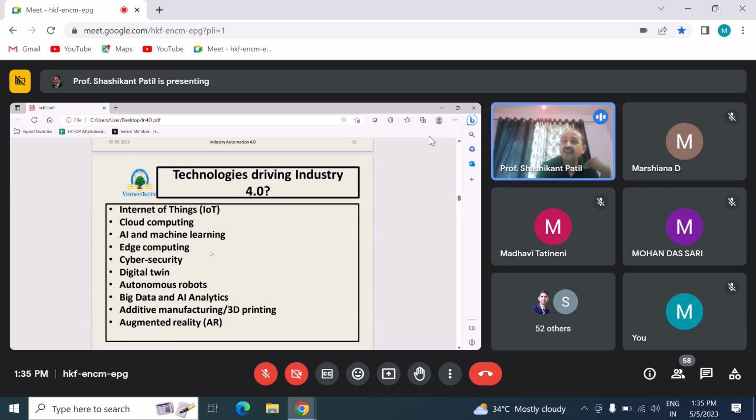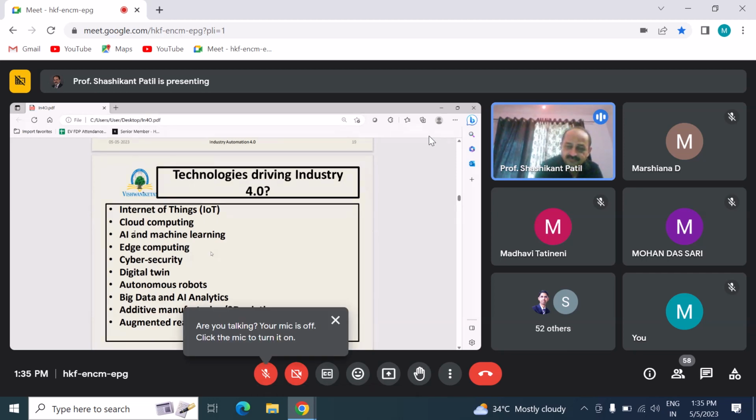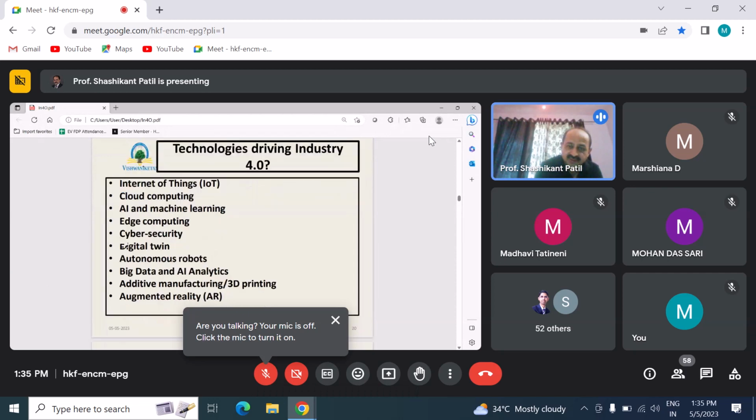Because now we are supposed to handle massive data. So data visualization, data analytics, and data exploration are the fields that are in hype, and AI analytics. Then additive manufacturing and 3D printing, the rapid prototyping, they are coming up fields. These are the technologies, and you can say augmented reality, virtual reality. These are the technologies which are widely used in Industry 4.0. Let us move to the next.